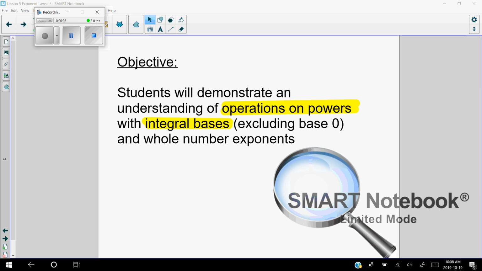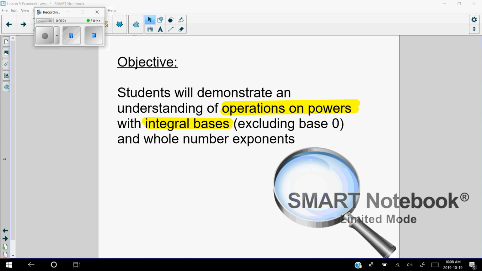Today's lesson is on exponent laws. We're going to be learning about several different types of exponent laws over the next few days. So this is lesson 5, and exponent laws are something that you're going to need all the way until grade 12. So it's important that we are able to recognize them and recognize when we can use them.